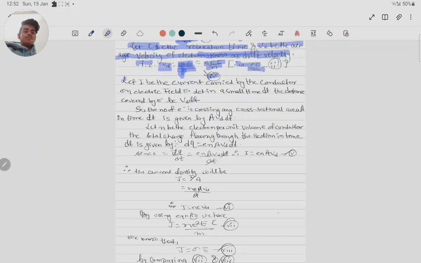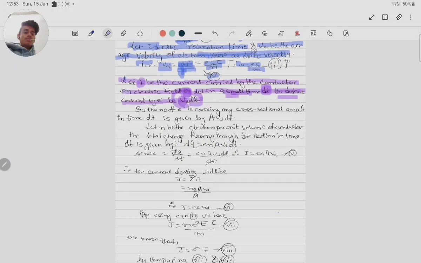After that, let I be the current carried by the conductor in the electric field E. We already know that I is the current. Let, in a small time dt, where t is time and the small portion of time is denoted by dt, the distance covered by the electron be v_d dt, where v_d is the drift velocity.